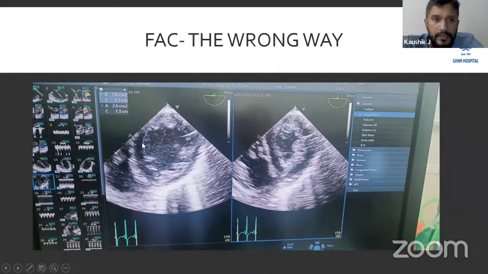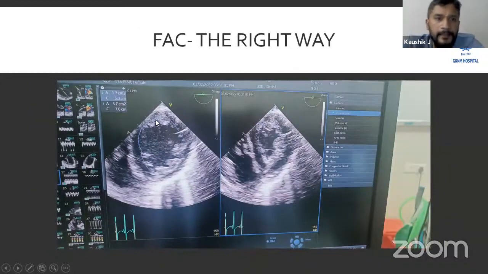So this would be the wrong way of doing a fractional area change calculation. That is tracing the endocardial border wherein we have not included the papillary muscle. The blue line excludes the papillary muscle. This would be the right way, wherein you have included the papillary muscle, and the blue line includes the papillary muscle.